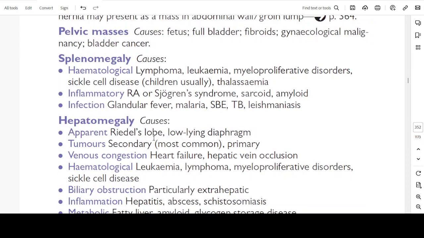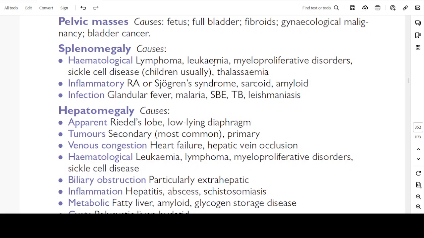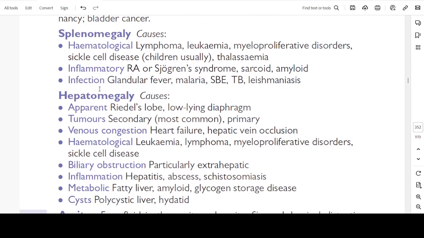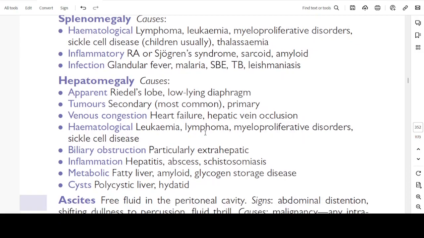Splenomegaly causes are hematological causes like lymphoma, leukemia, myeloproliferative disorders, sickle cell disease, and thalassemias. Inflammatory causes of splenomegaly are rheumatoid arthritis, Sjogren's syndrome, sarcoid, or amyloid. Infections are glandular fever, like infectious mononucleosis, malaria, subacute bacterial endocarditis, TB, leishmaniasis. So, glandular fever, malaria, TB, leishmaniasis, or SBE.